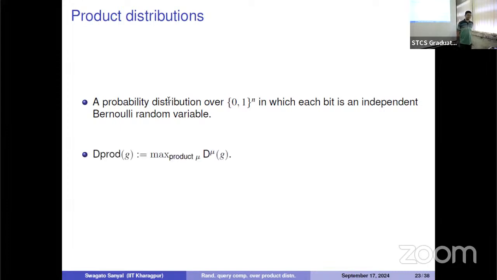And we define D prod to be the maximum of D mu of G, but only over product distributions. So D prod is at most R, because R is the maximum of D mu over all distributions mu. D prod, on the other hand, is the maximum of D mu over a smaller class of distributions mu.